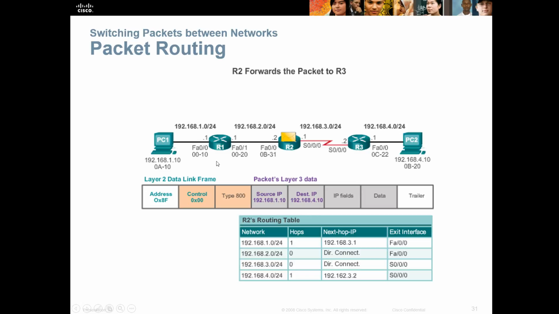Once it sends it out that interface, R2 will get it. It will be received on the 192.168.2.2 address. It will look at it. It will know, oh, I need to send it out, because the destination address is still 192.168.4.10. So it goes through its list. Oh, I need to send it out the 0/0 interface to that IP address. The source IP address and the destination IP address remain the same, but the MAC addresses are changing. Here it'll send it out the serial interface to R3.